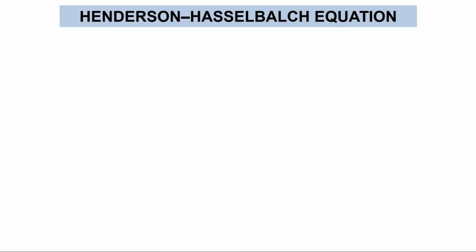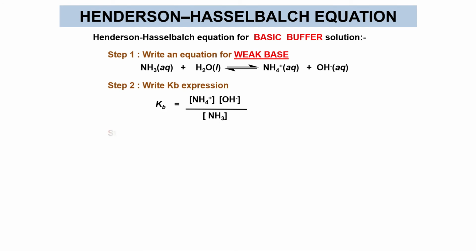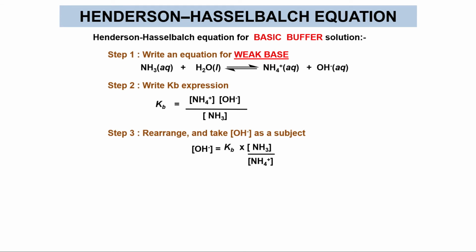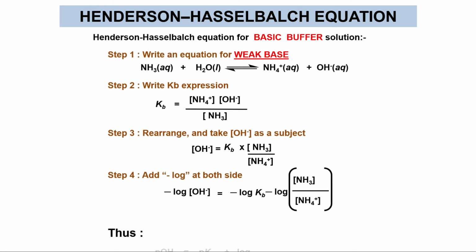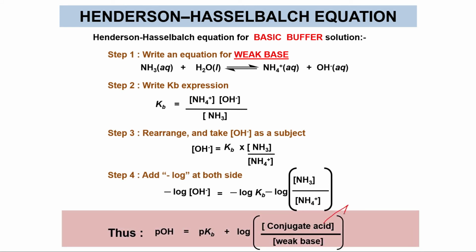Next, we are going to write down the Henderson-Hasselbalch equation for the basic buffer. The same steps: first write down the equation for the weak base, and then write down the Kb expression. Rearrange and take the concentration of OH minus as the subject. Add negative log at both sides. Thus, the Henderson-Hasselbalch equation is pOH equals pKb plus log of the concentration of conjugate acid over the concentration of weak base. The concentration of conjugate acid is equal to the concentration of the salt.